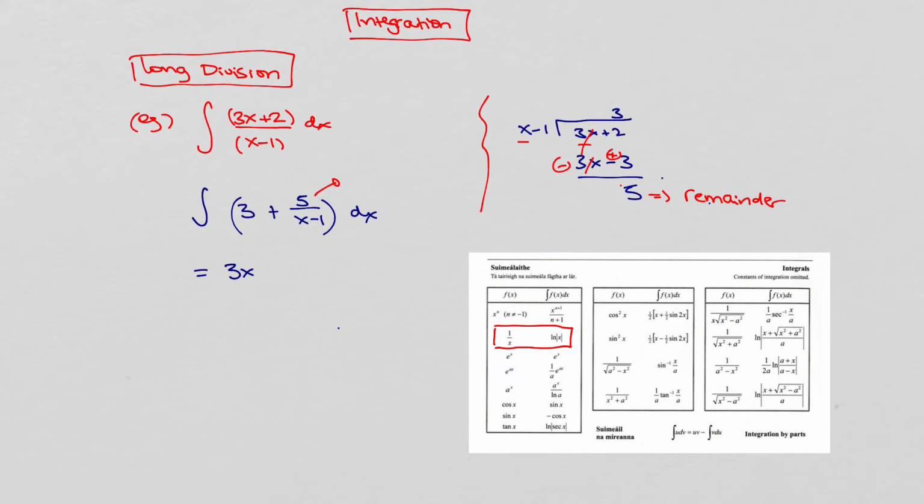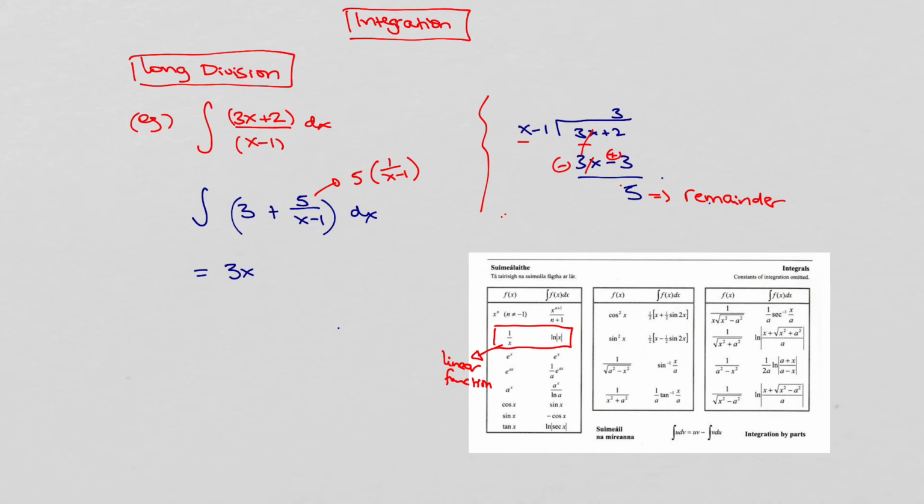Some people may not recognise 5 over x minus 1 as that form, so I could write it as 5 times 1 over x minus 1, and then it becomes more obvious. It's always 1 over a linear function. So the denominator will always be linear if it's a natural log when I integrate.